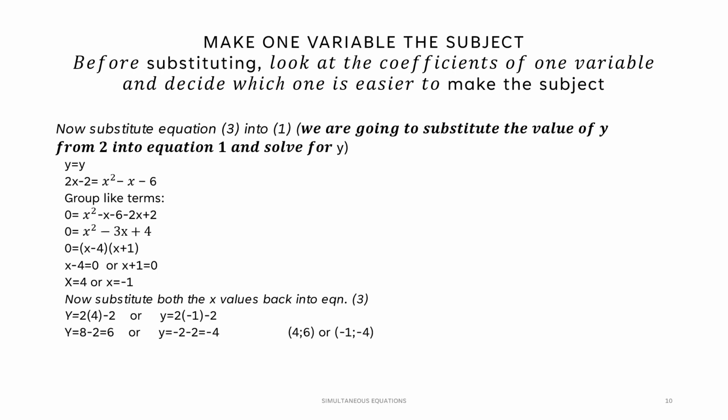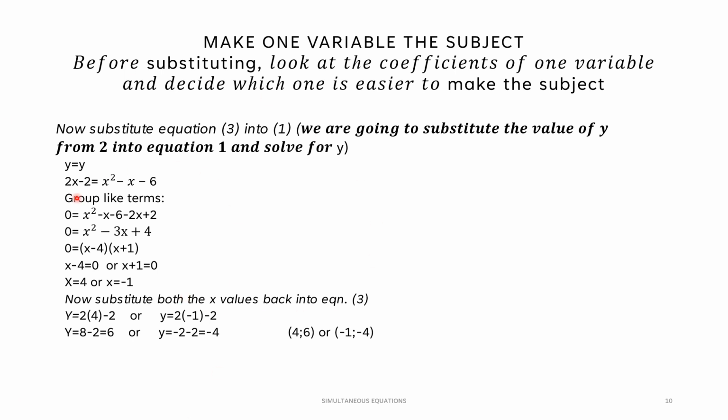So you'll substitute equation 3 into equation 1. Now, there's a slight error there, but nothing is lost in terms of the value. It's y equals y. And the two y's, one from the linear, one from the quadratic, it'll be 2x minus 2 equals x squared minus x minus 6.